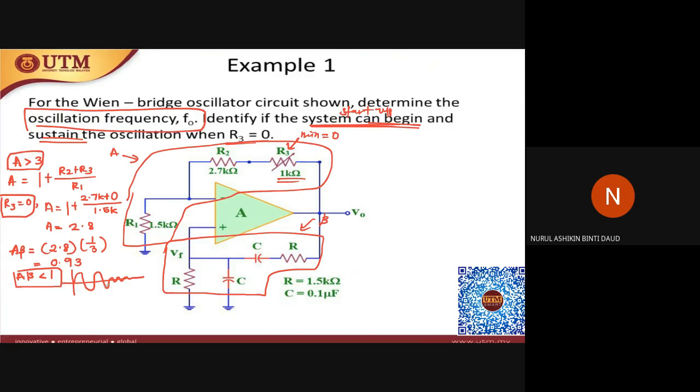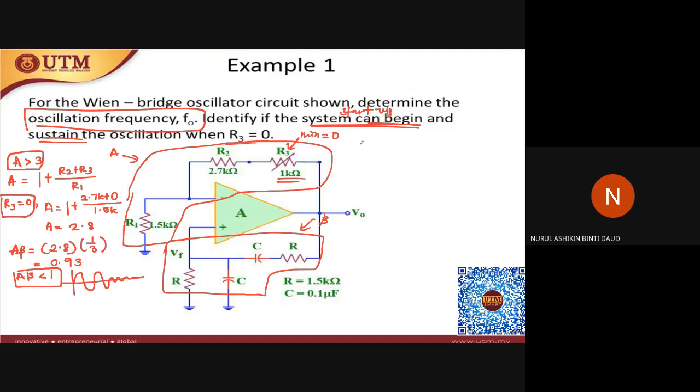Okay, why is it dying? Because based on the Barkhausen criterion, and we have done this before in the previous class, the signal will become lesser and lesser and lesser. It will be dying. Yeah.